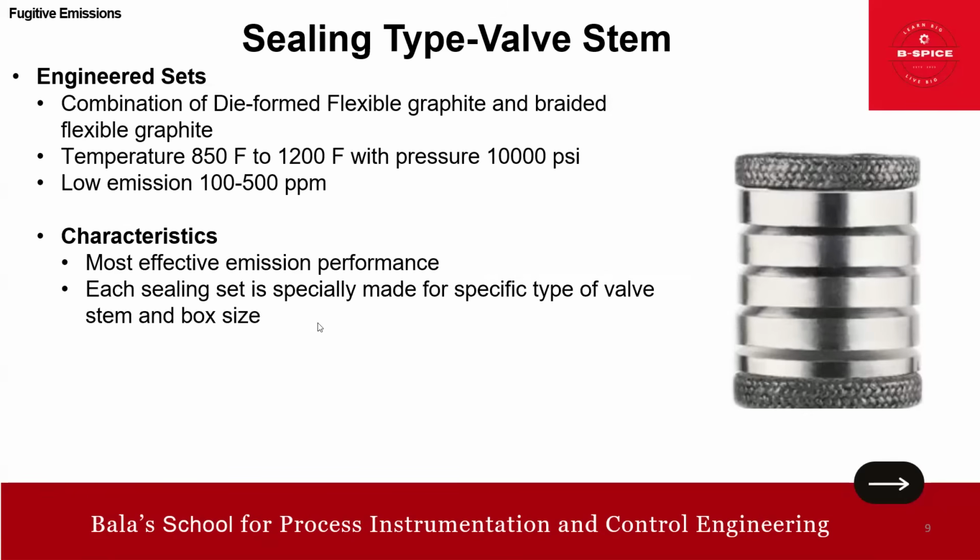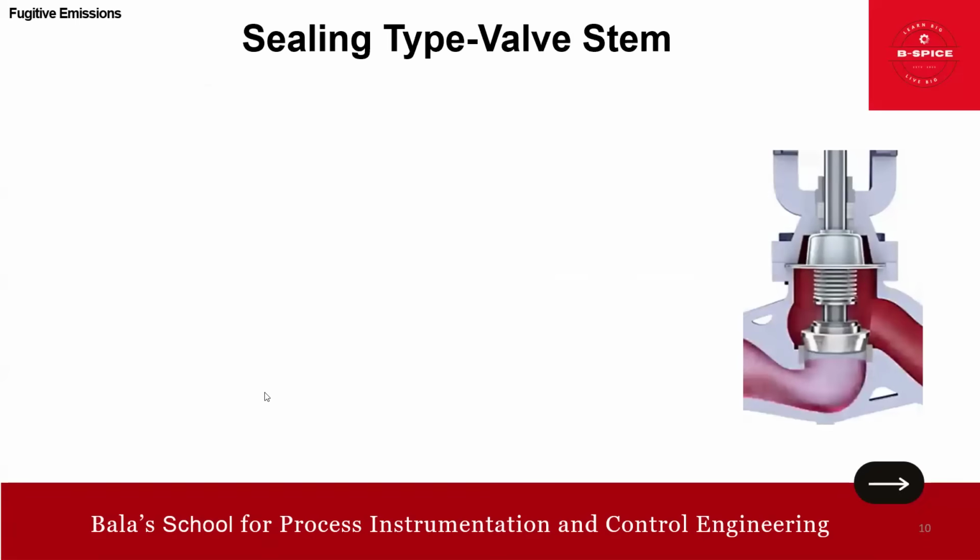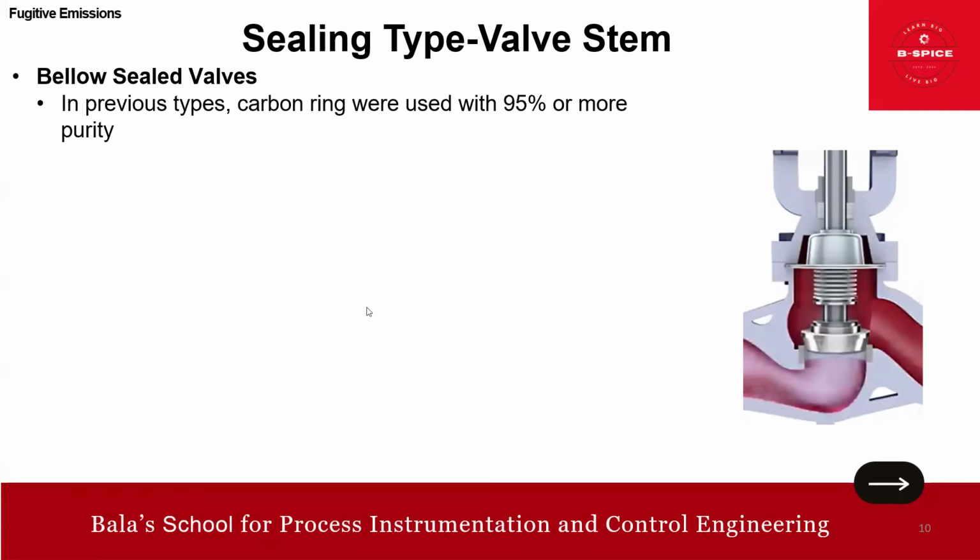Each sealing set is specifically made for a specific type of valve stem and box size. Yeah, customized, right? That's why engineered sets. So it is easy to install. So this is about the engineered sets. Now we go into the bellow sealed. As you can see here, this is the one. Bellow sealed type of stem sealing.